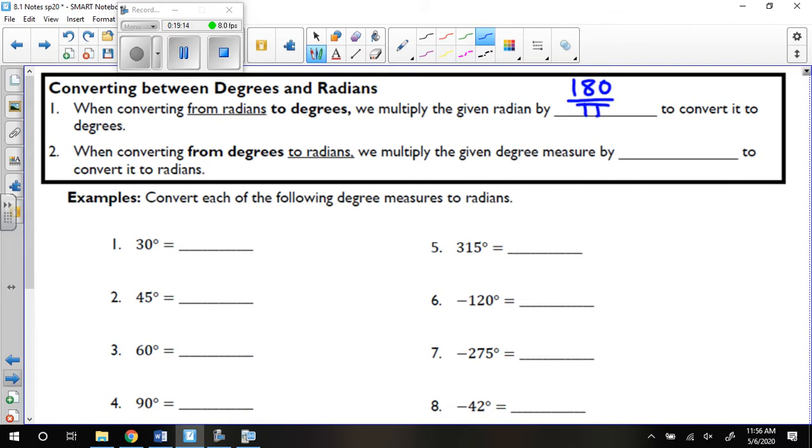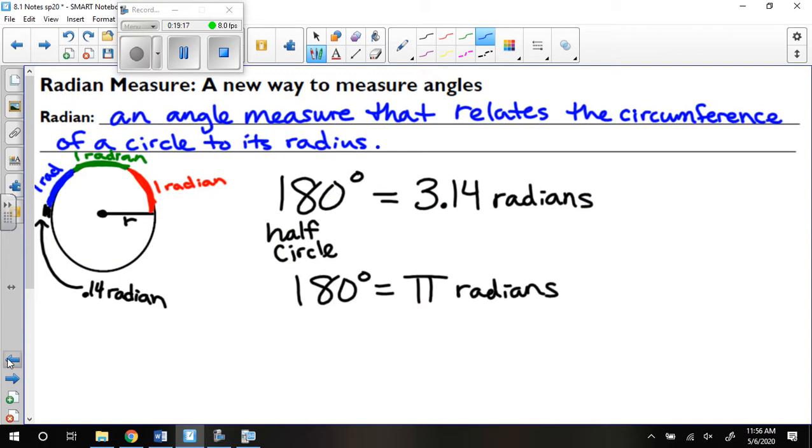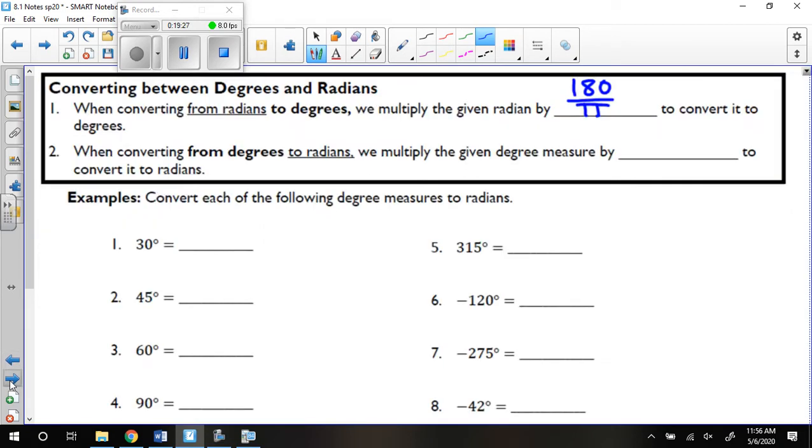Now I want you to think about it. On this last slide, I said that 180 degrees is the same thing as pi radians. So if 180 and pi are equivalent, we're technically multiplying by 1. So we're not changing the measure, we're just changing to a different form. Okay, and then when you are converting from degrees to radians, you multiply by pi over 180. So the same thing, just flipped.